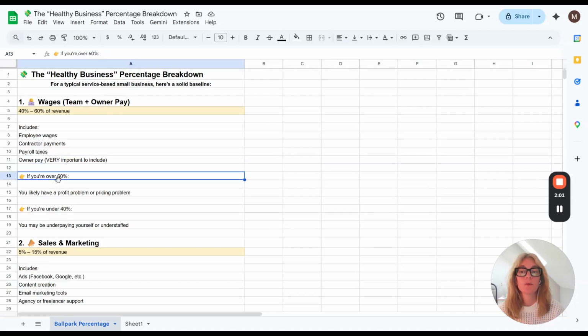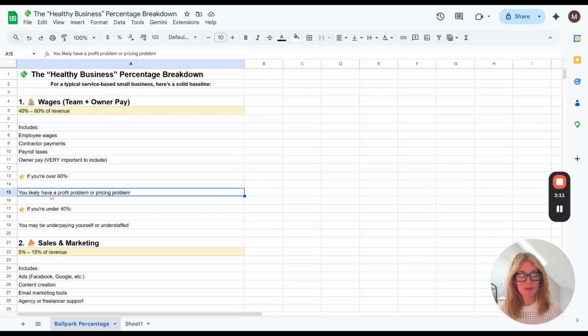If you are over 60%, if you go back to your books and just do a quick calculation on last month and you're like, oh shit, I am over 60%, you likely are experiencing a profit problem. You're either in the negative, maybe you're having big cash flow problems, maybe you're just having a hard time paying yourself because 60% is what you're paying to your team right now. So you want to really dive into that number if that's what you're experiencing.